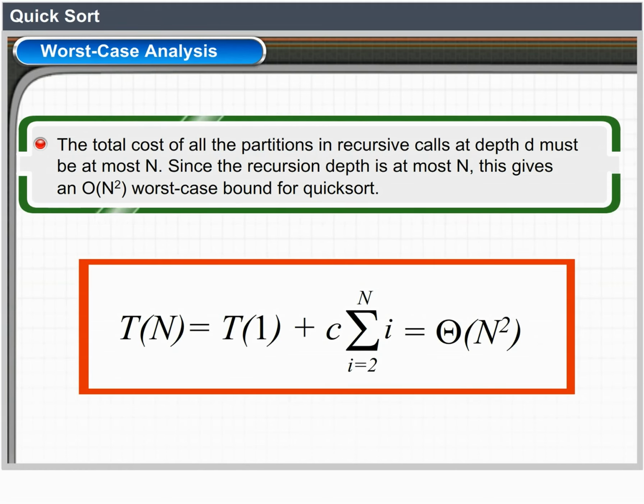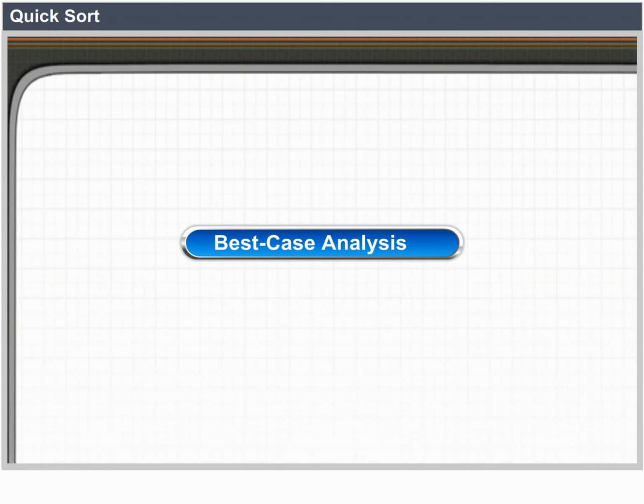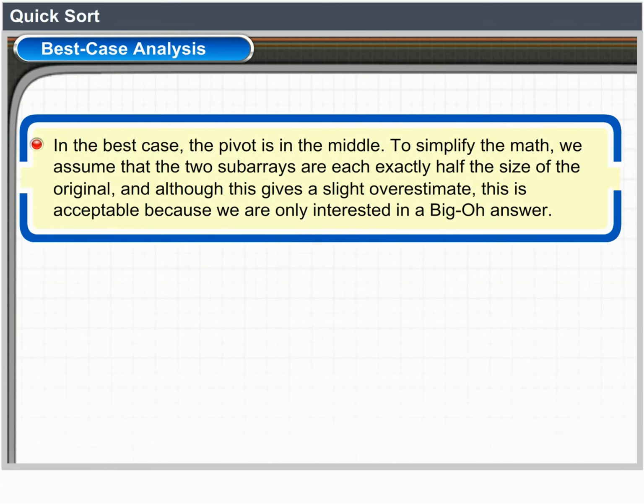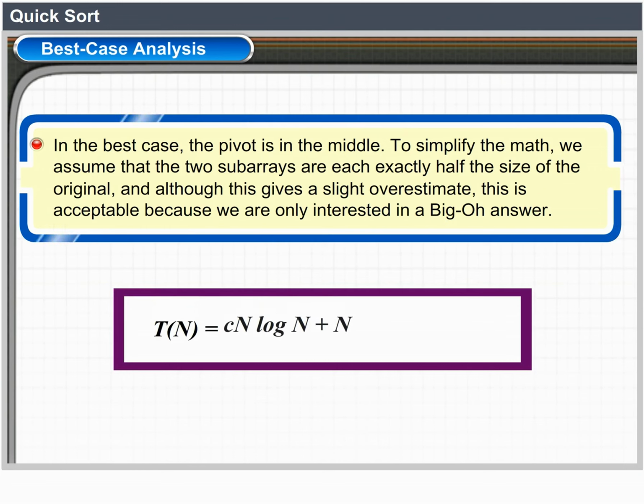Best case analysis. In the best case, the pivot is in the middle. To simplify the math, we assume that the 2 subarrays are each exactly half the size of the original. And although this gives a slight overestimate, this is acceptable because we are only interested in a big O answer. T of n equals c n log n plus n, which equals big theta of n log n.